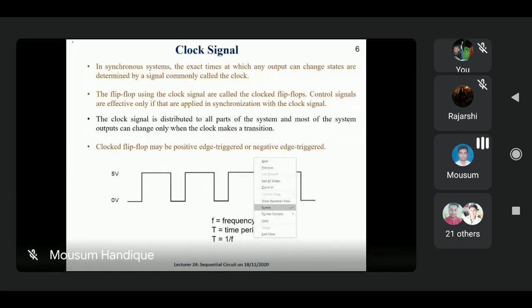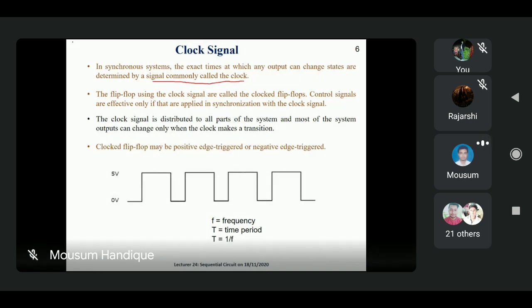Now, when we are talking about the clock signal, that is a synchronous system, and always remember that the clock signal is used in synchronous systems. The exact times at which any output can change state are determined by a signal, commonly called a clock. Apart from the latch, we use the flip flop. A flip flop is also a memory element, and it is controlled by the clock signal.